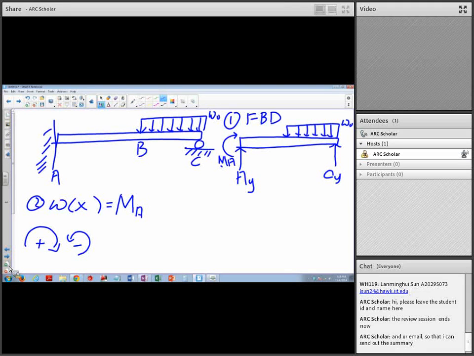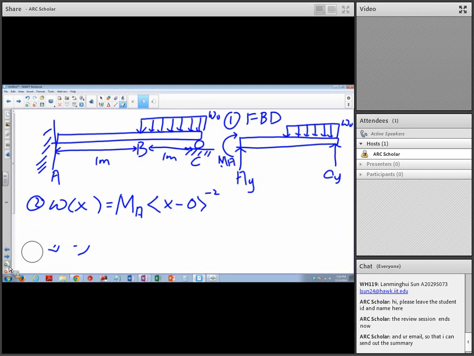And MA is X minus 0, because the starting point is 0, and the power is negative 2 because it's a moment. The next thing is AY. AY is X minus 0 to the power of negative 1, negative 1 because it's a singular force.